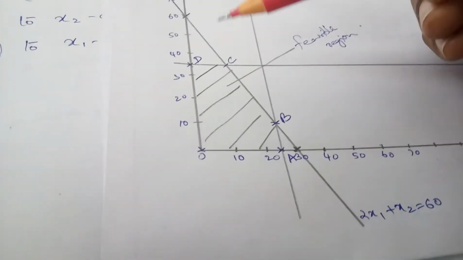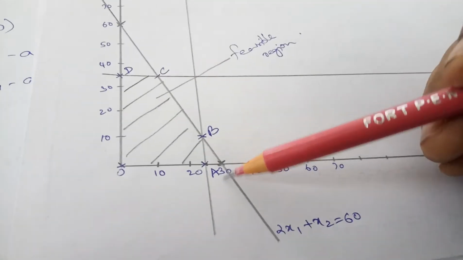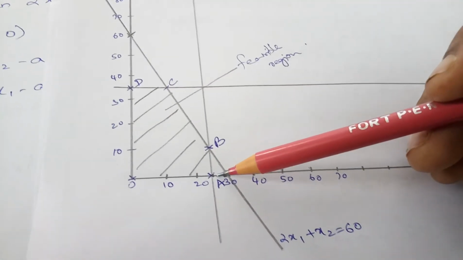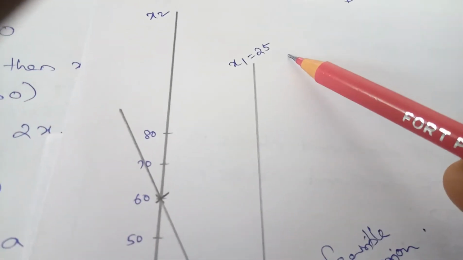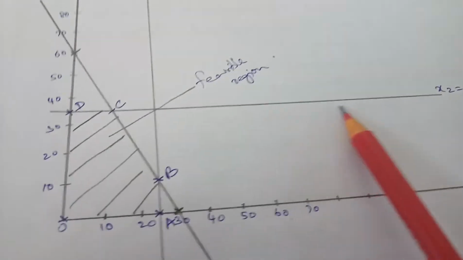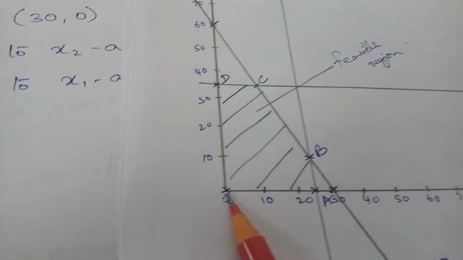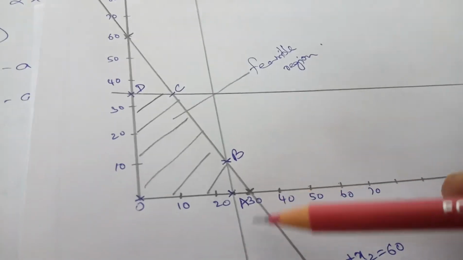Next is x1 equal to 25 and x2 equal to 35. So this line is x1 is equal to 25. Take 25 correctly. Next is x2 is equal to 35. Take 35 correctly, and the line is x2 is equal to 35. Now x1 is equal to 0 and x2 is equal to 0. So now you got this, right?